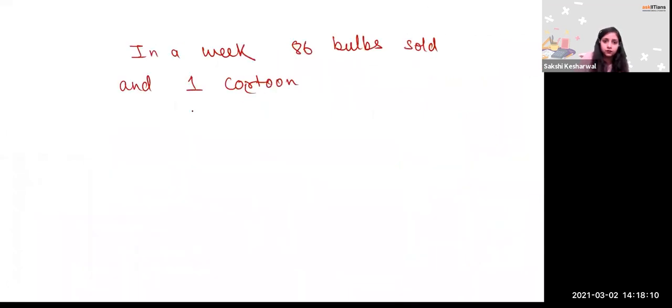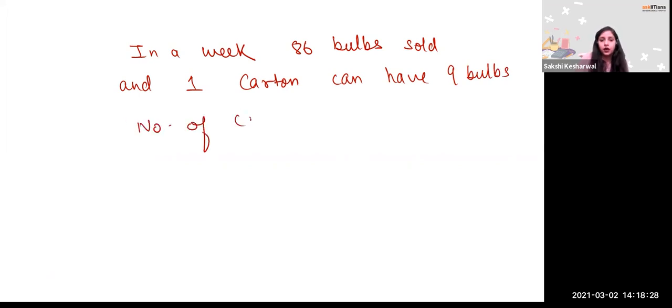One carton can have 9 bulbs, right? So what will you do? The number of cartons will be how much, beta? It will be 86 divided by 9. So you see that you will get this answer in the fractional form.